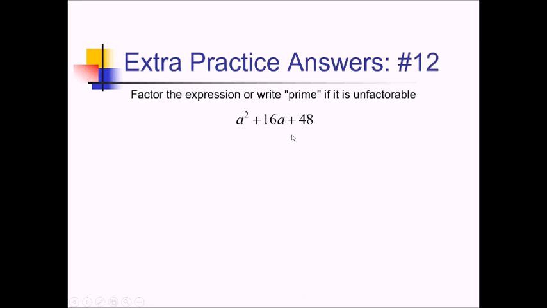To factor this expression, I want factors of 48 that add up to 16. And they'll both be the same sign because this is a positive 48 that we're multiplying to. So we've got 1 and 48 is 49. 2 and 24, well, that adds up to 26. 3 and 16 adds up to 19, so that's a little bit closer. 4 and 12, that adds up to 16. So we're going to write then a plus 4 and a plus 12.